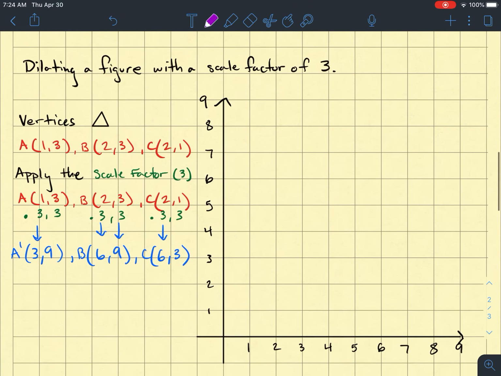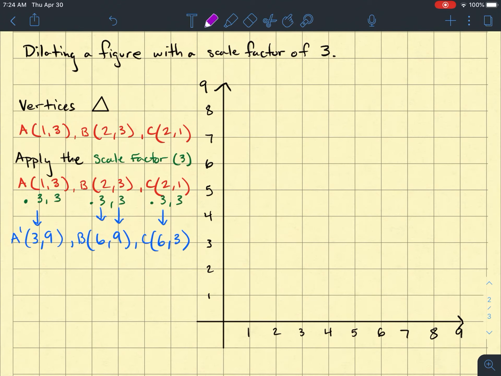Okay? Moving on. Now we're going to start from scratch. We're going to dilate a figure with a scale factor of 3. If you want to pause the video, you can make your coordinate plane just as you see it on the screen, going 9 in both directions. You only need quadrant 1. And these are the vertices, the points of the figure. And hint, hint, sometimes I won't tell you what shape it is. You'll just see it once you graph it.